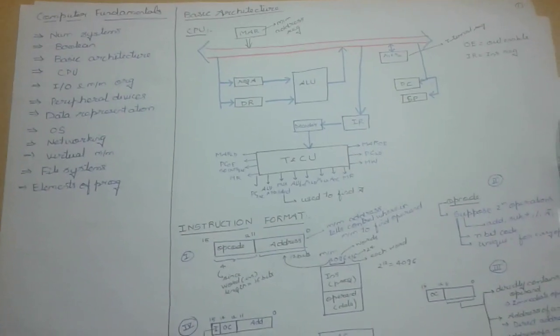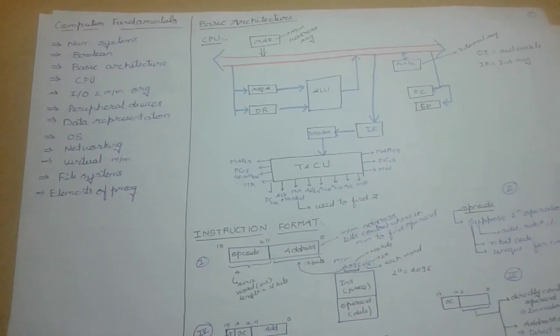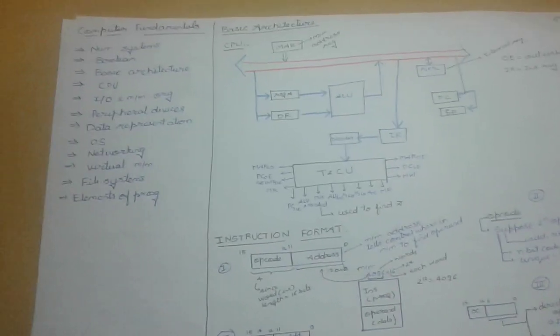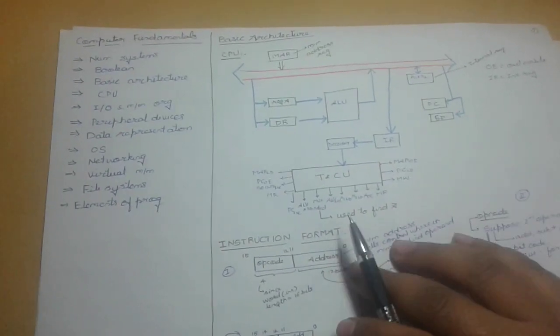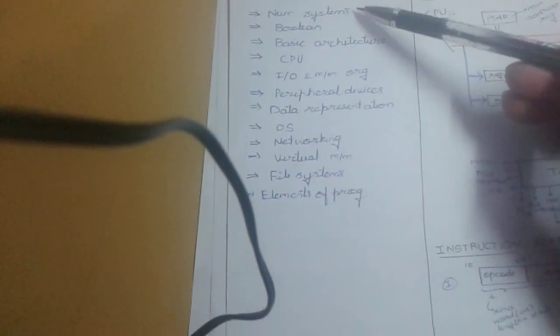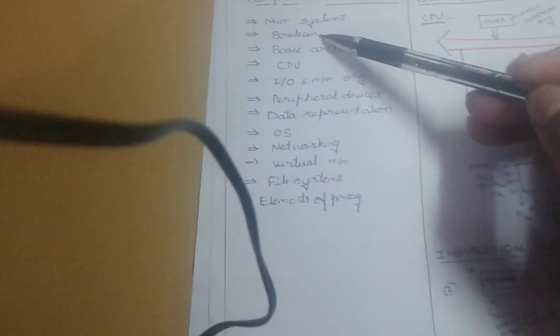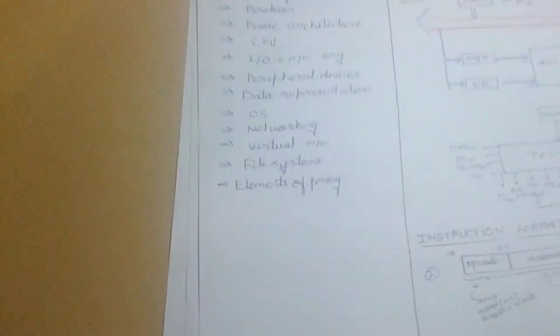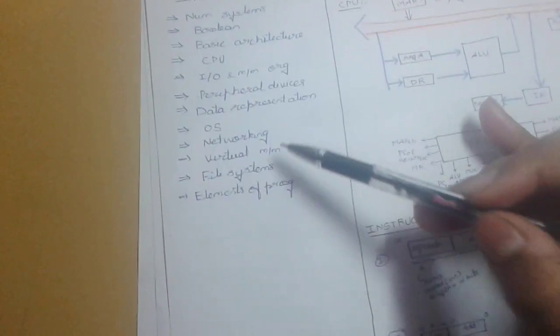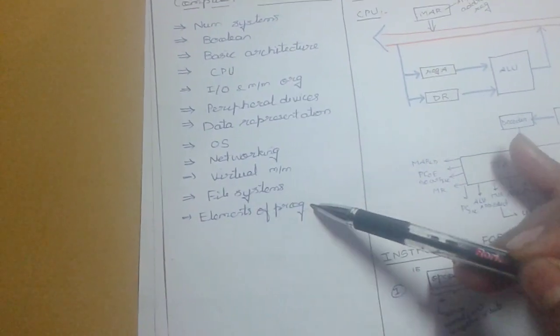Hello everyone. Today we are going to talk about basic architecture of a computer. So first we are going to talk about topics that are included in computer fundamentals course. So we will talk about number systems, Boolean algebra, basic architecture, central processing unit, I/O and memory organization, peripheral devices, data representation, operating system, networking, virtual memory, file systems and elements of programming.